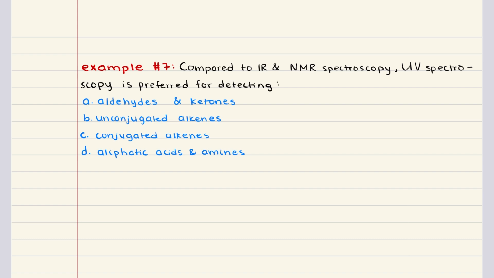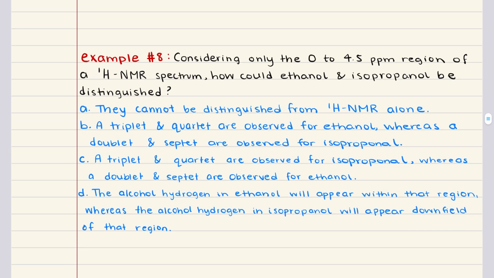On the other hand, things like aldehydes and ketones and unconjugated alkenes can absorb UV to some extent, but not nearly as strongly or predictably. And functional groups like aliphatic acids and amines don't absorb UV light in a meaningful way at all. So the best answer here is C, conjugated alkenes, because they're the compounds most effectively analyzed using UV spectroscopy out of our 4 answer choices. So 7 is C. Let's move on to problem 8.